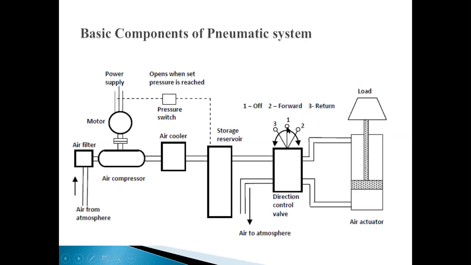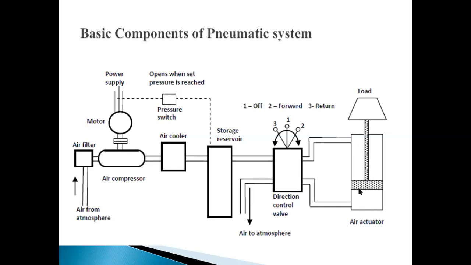So when we keep the lever at position number 2, the compressed air from the storage reservoir comes to the valve, and then it moves to the bottom side of the piston, so that the load can be lifted upward. The air which is present on the top side of the piston will move from this pipeline to this pipeline and to the atmosphere. So every time the air does not come back to the storage reservoir; every time this air is released into the atmosphere.